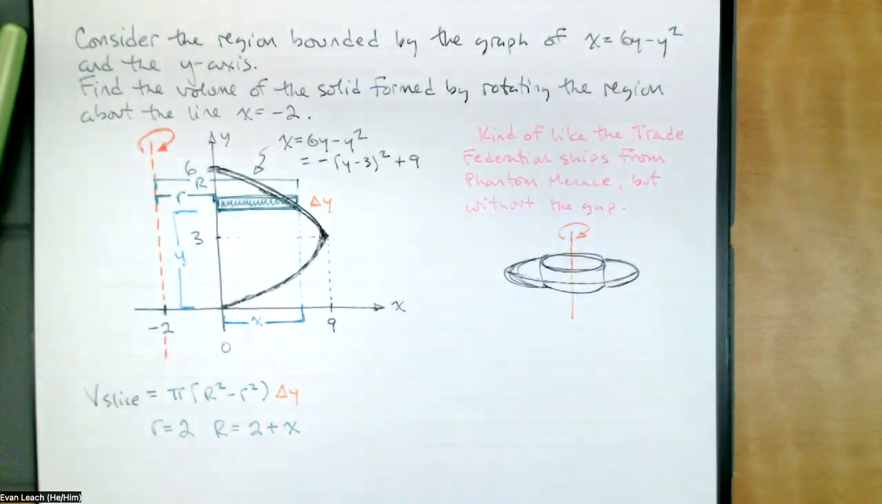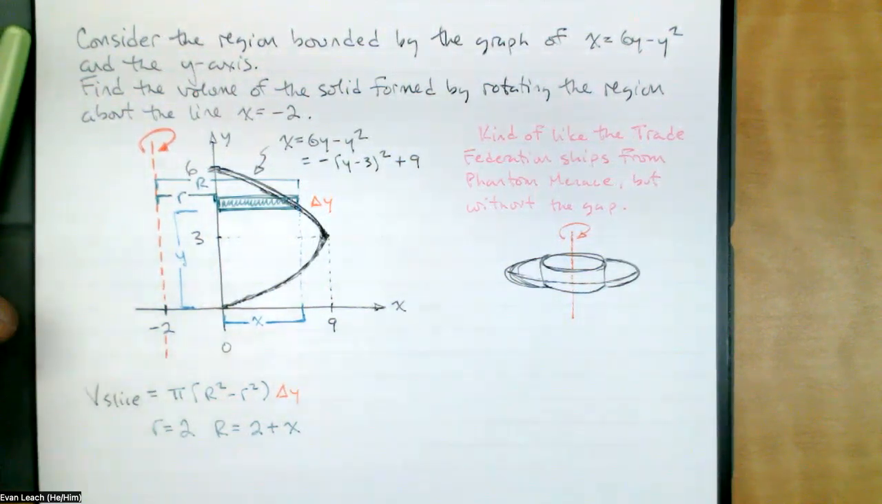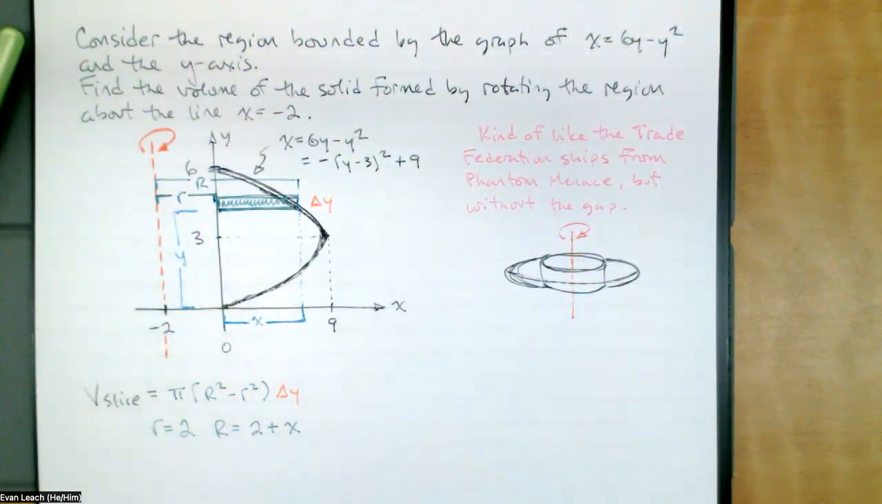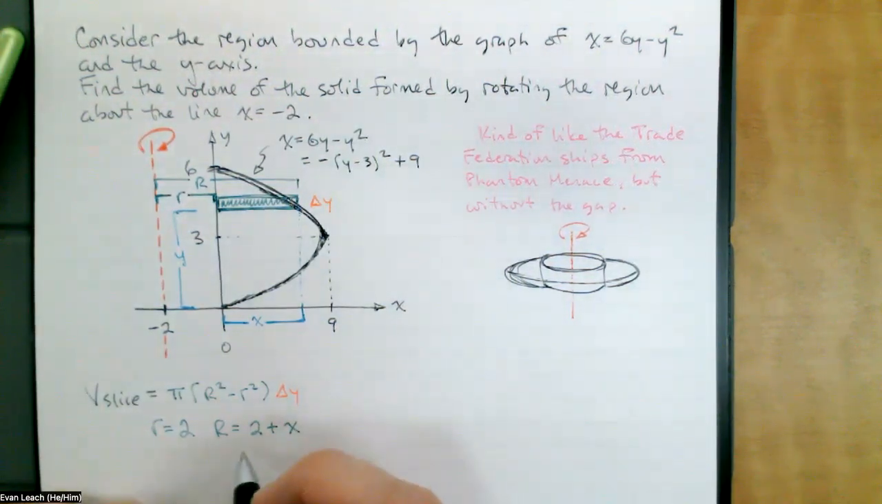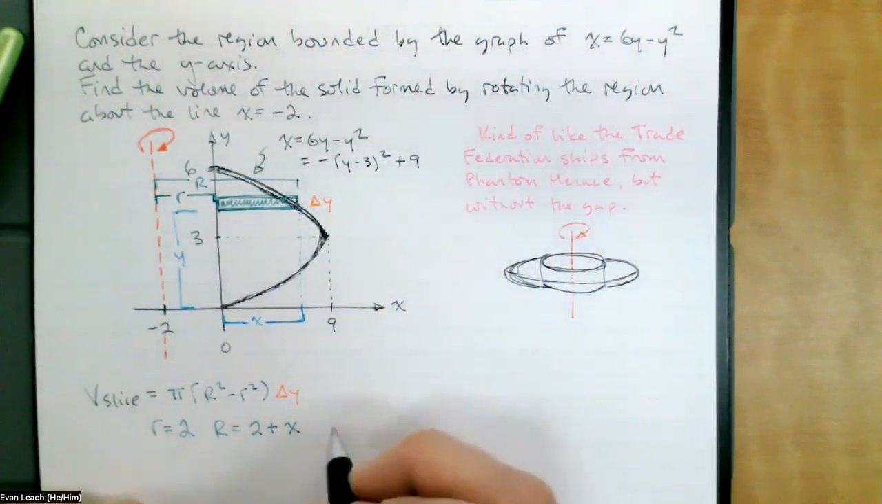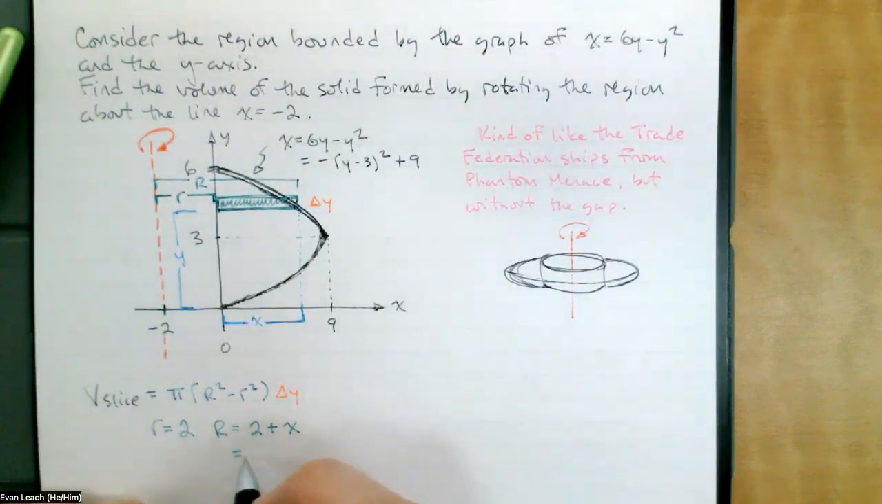But this is no good. I don't need these r's in terms of x. I need these r's in terms of y. Fortunately for our heroes, we have an equation relating x and y. I can replace x with 6y minus y squared. So big R is going to be 2 plus 6y minus y squared.